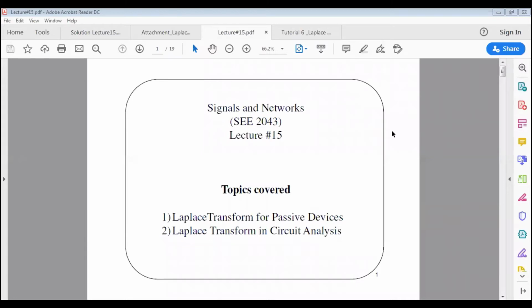Hello guys, we meet again for lecture 15. So this will be the last lecture for chapter 4. In lecture 15, our topics will be on Laplace transform for passive devices, which include resistance, inductance and capacitance. And afterwards, we're going to use this knowledge to apply Laplace transform in circuit analysis.